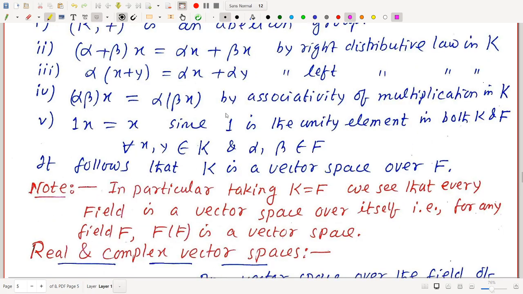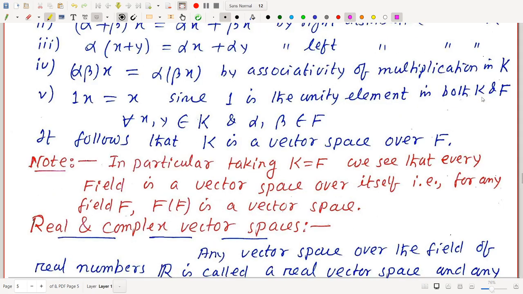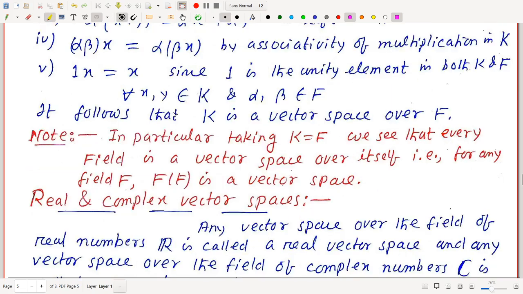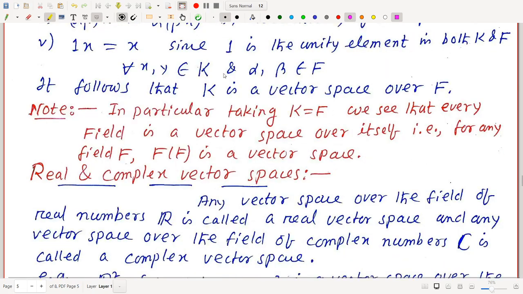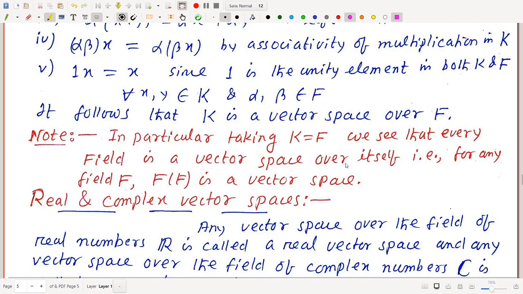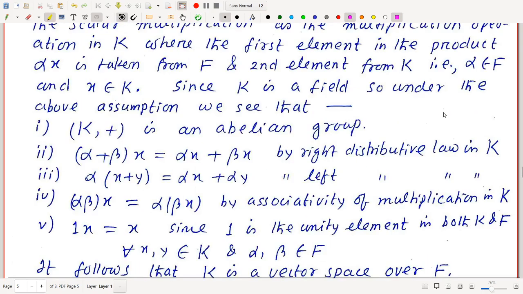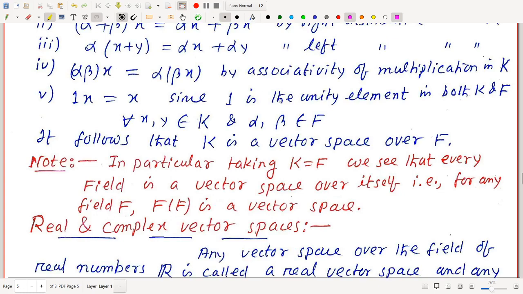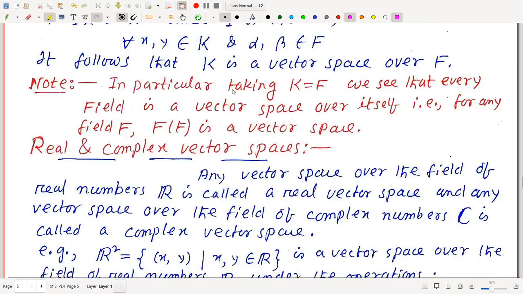Alpha beta x is alpha into beta x by associativity of multiplication in K. 1x is x, where 1 is the unit element in K, and it is also the unit element in F, both. So this is true. These are true for all x, y in K and alpha, beta in F. And from this, it follows that K is a vector space over F. So very trivial, obvious. Every field is a vector space over any subfield of it.